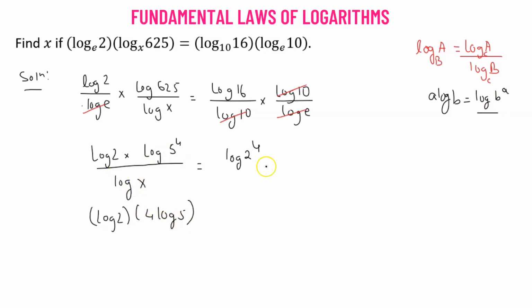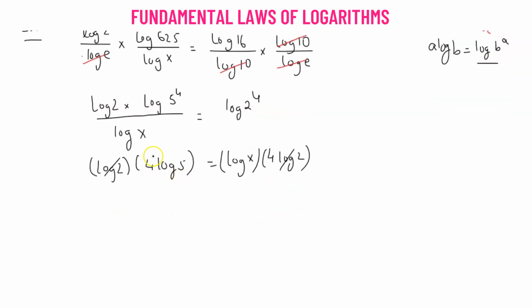So we'll cross multiply log of x with the term on the right hand side. So we have log of x multiplied to, so we'll apply the property, 4 times log of 2. So here log of 2 will cancel out, and the 4 is also going to get cancelled out. So that leaves us with log of x equals log of 5.